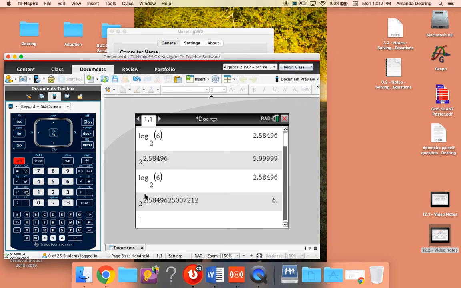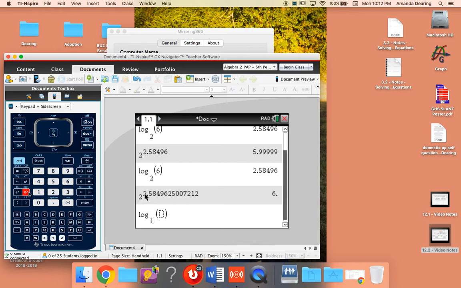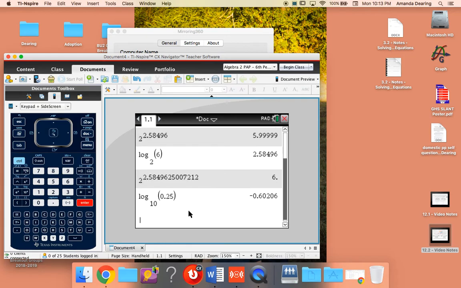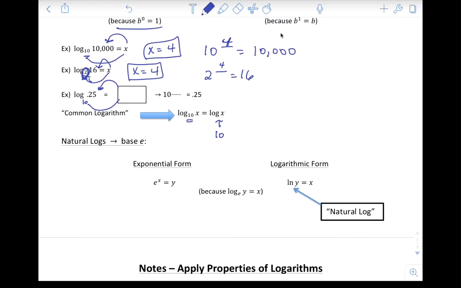Control 10 to the x, which is how we get the log. Notice it's log base 10, and this is 10 to the x. They're connected for a reason. Now we're doing base 10 on this one, and we're going to do the answer of 0.25. So remember, log is a base of an answer, and then whenever you hit enter, it's going to equal the exponent, negative 0.602. So 10 to the negative 0.602 is what gives you a quarter.